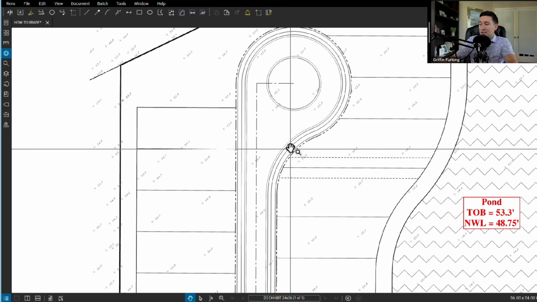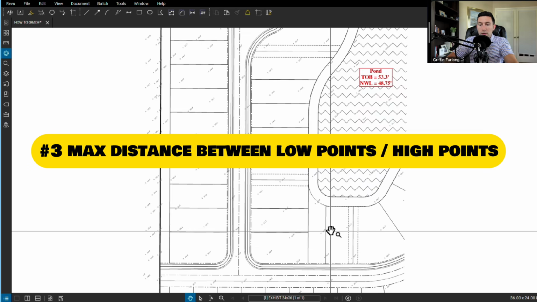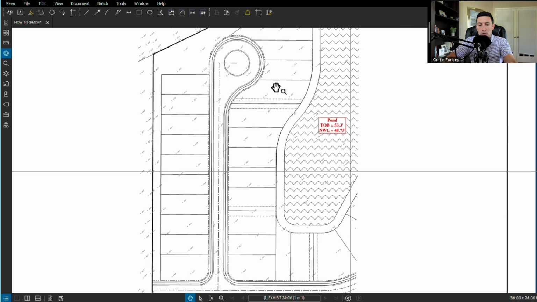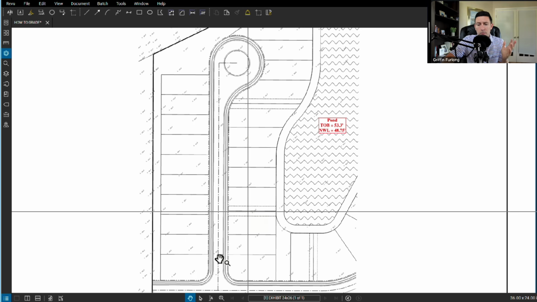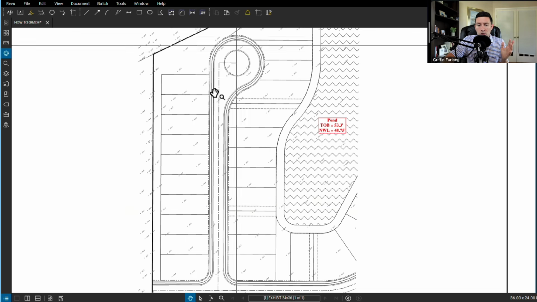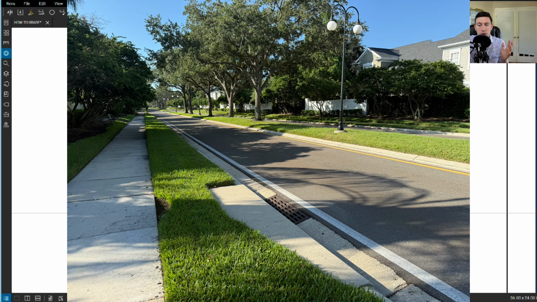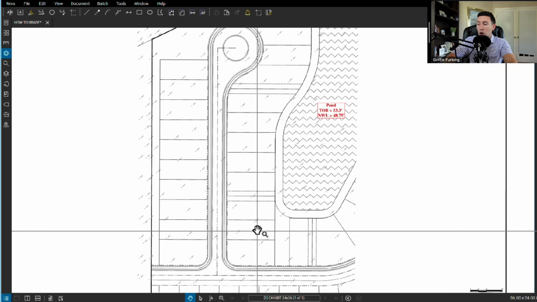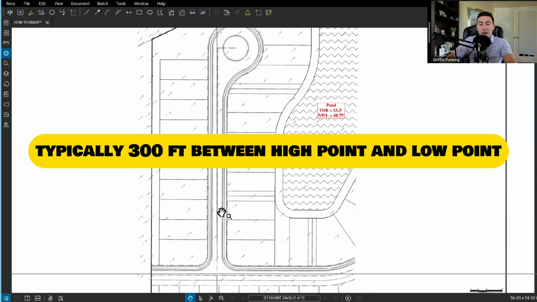We need the maximum distance between road low points and high points. One thing that I'm thinking about when we're creating this site plan is where my easements are going to be. So this road is going to be collecting water into curb inlets, or inlets, some sort of drainage structure, in order to actually get it to the pond. Now, a good rule of thumb is around 300 feet between highs and lows.